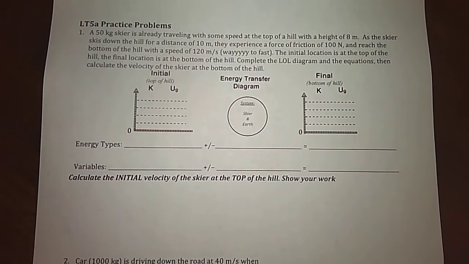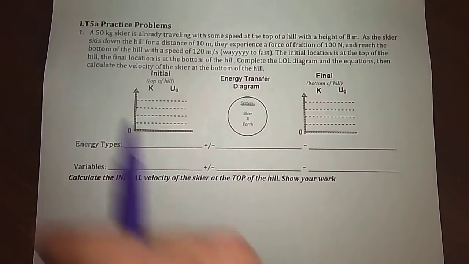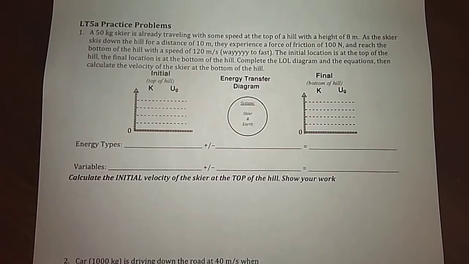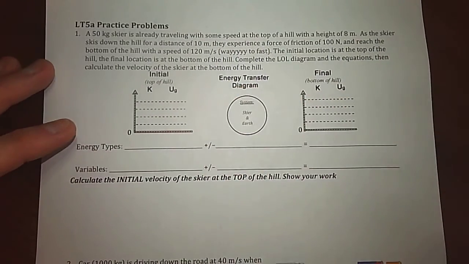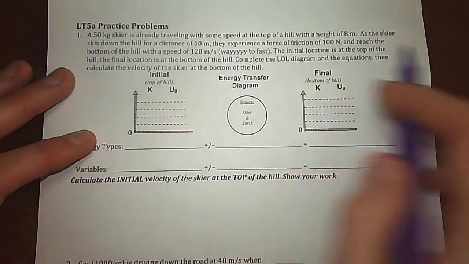Hello everyone, it's Mr. Wolf here, and in this video I am going to be reviewing problem number 1 for the LT5a practice. So if we look here, a 50 kilogram skier is already traveling down with some speed at the top of the hill. So that looks like it's my initial condition right here.